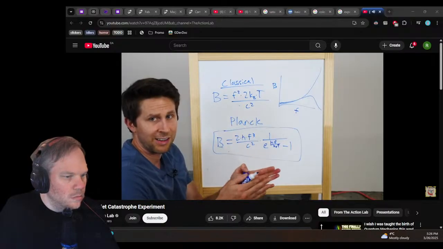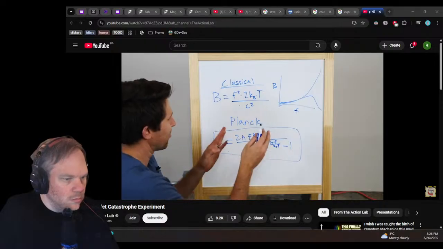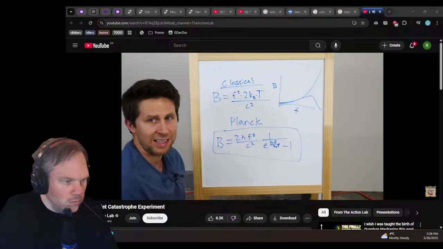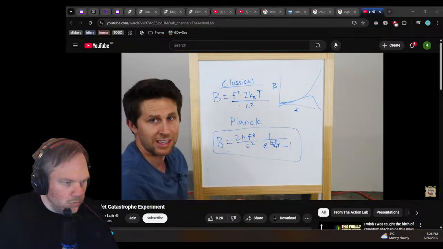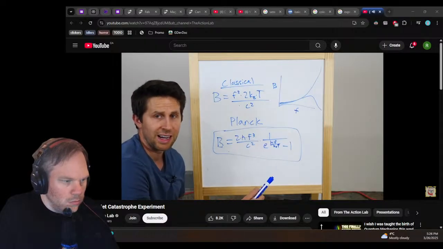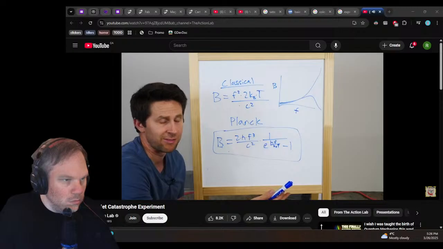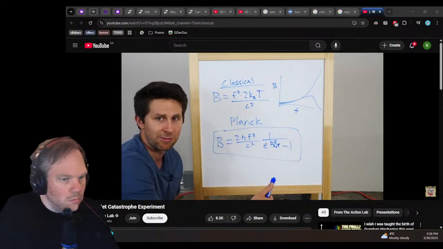And it turns out that if you only let the energy of the atom have certain values, then what you end up with is a plot that matches real life instead of this fake thing where it just goes off into infinity. And this is now known as Planck's law. And it turns out he didn't have any real physical reason for doing this. He was just trying to get his equation to match what we see in real life.